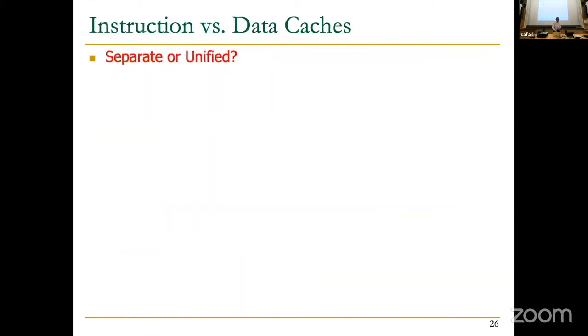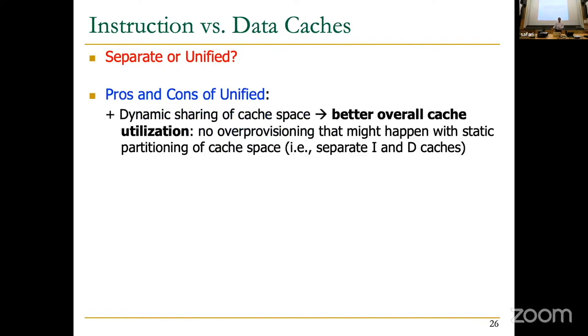Okay, let me give you one more design decision, and we'll take a break. There are a lot of other design decisions, instruction versus data caches, for example. Do you keep them separate or unified? Do you have both instruction and data in the cache at the same time? Well, if you have them unified, let's take a look at their pros and cons. The big pro is you dynamically share the cache space between two different types of data, instructions and data. You get better overall cache utilization, meaning there's no over provisioning that might happen if you actually partition the cache into instruction versus data.